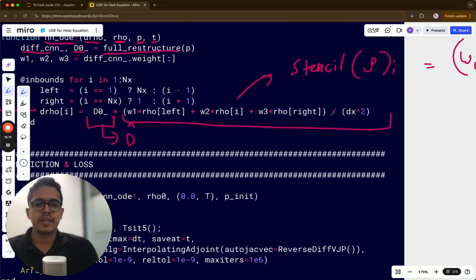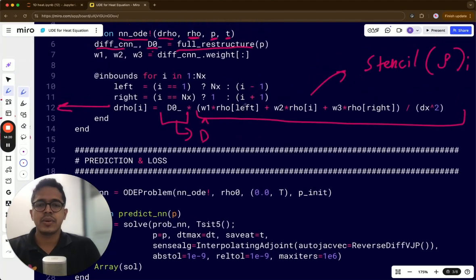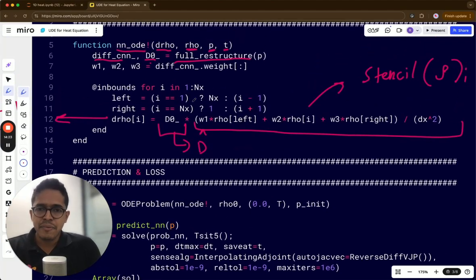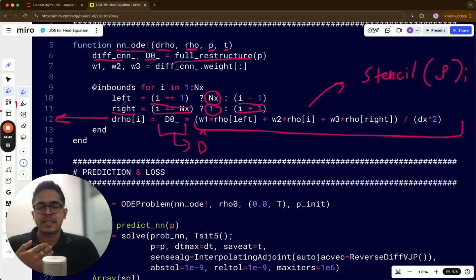So here also we are using that. Here we are not using that Laplacian square matrix. Instead, we are directly calculating it. So here rho left is, if you are at the first element, then your rho left will be the last element. Otherwise, it will be the i minus 1th element. Similarly, rho right is, if you are at the last element, i equal to nx, meaning you are at the last element of your x grid, then the next element on the right will be equal to the first element. Otherwise, it will be the i plus 1th element. So that is the definition of left and right.